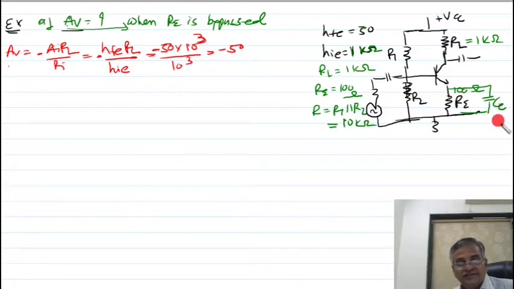C is what here kept. So for this circuit, what is the gain equation? AI RL upon RI. What is AI? HFE. What is RI? HIE. RL is given, so you can put and you can get your answer. Second question.